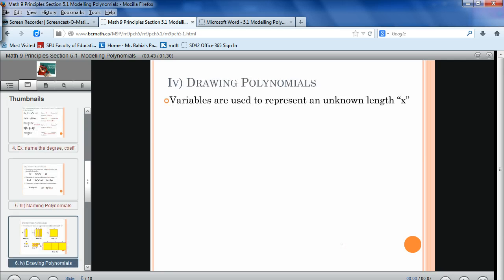Okay, now, drawing polynomials, using algebra tiles. You may have used these before in elementary school, or maybe in grade 8, not with me. I didn't use them in grade 8, but let's use them now.